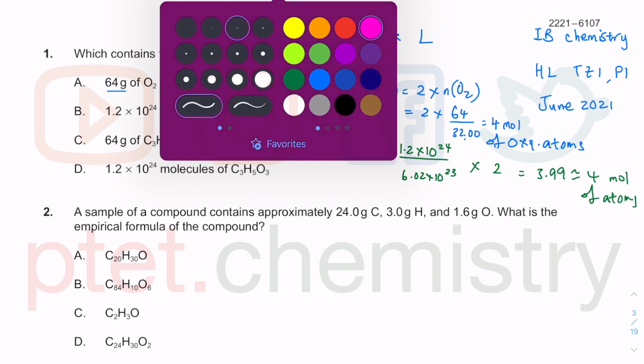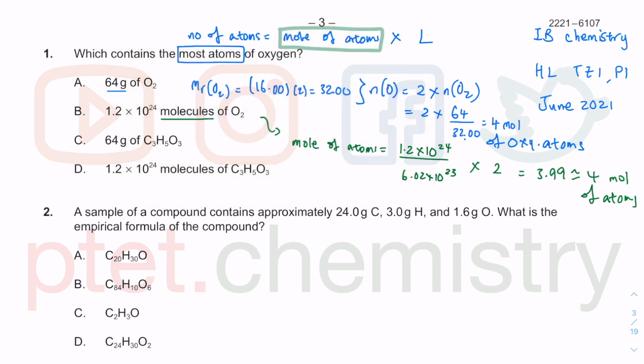Now to the next one. So these are multiple choice questions, we better work a lot faster, right? So the MR there is 12.00 times 3 plus 5 times 1.00 plus 16.00 times 3. That's 89 there. So am I correct? Yep, it's 89, so 89.00. So 64 divided by 89.00, that is going to be the mole.